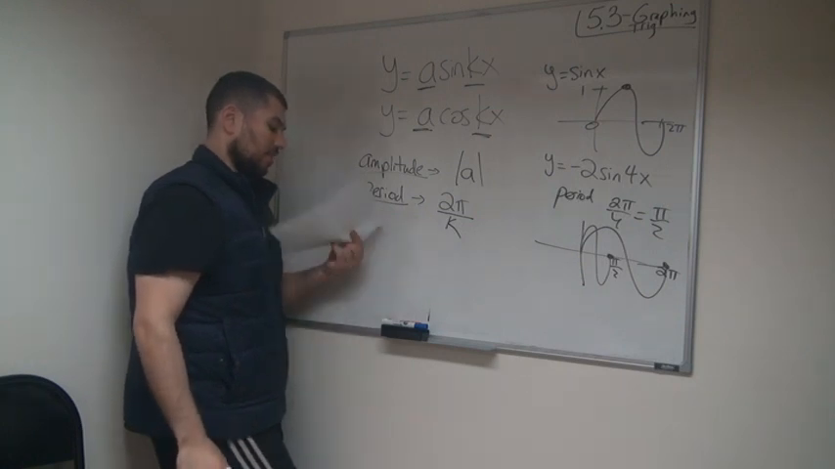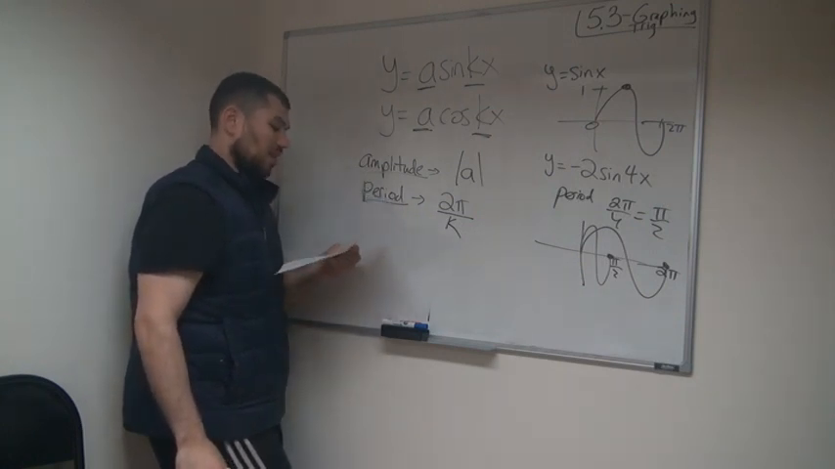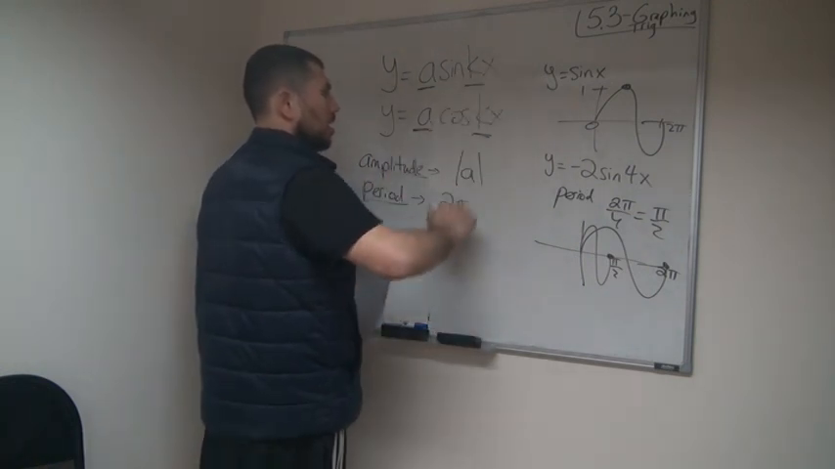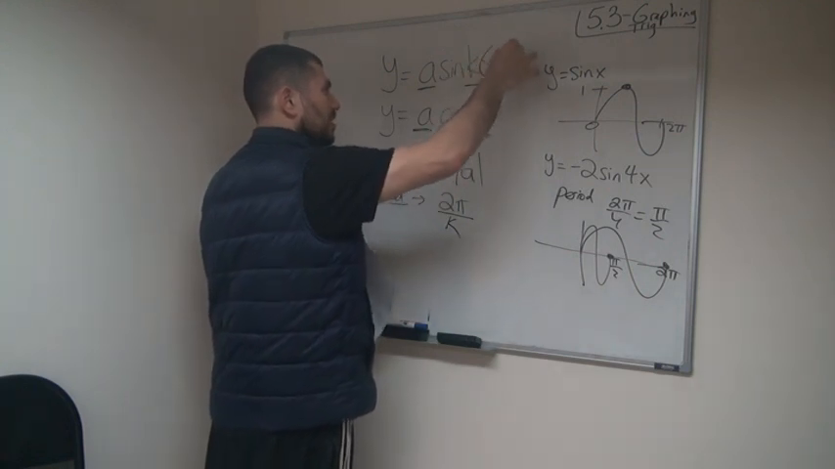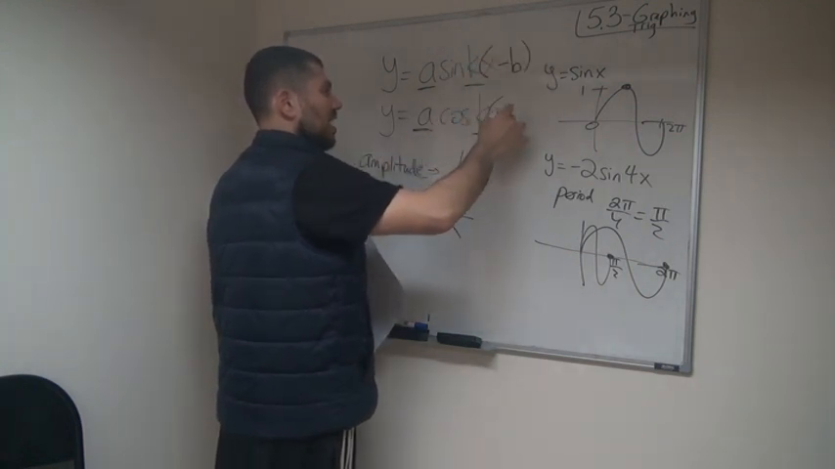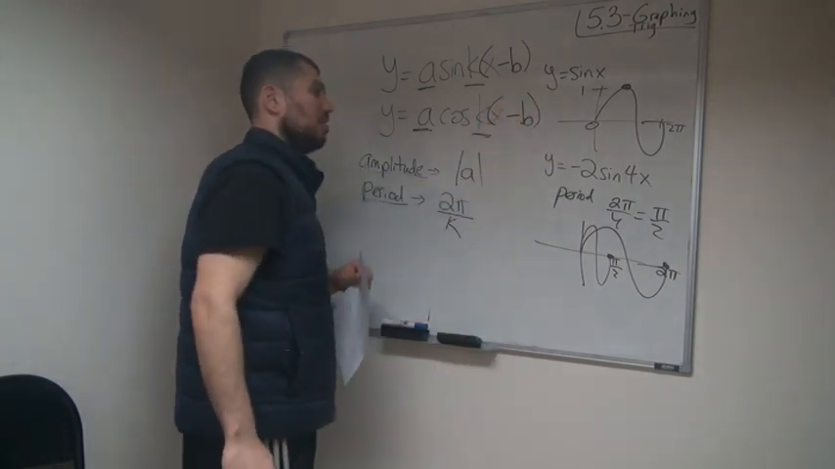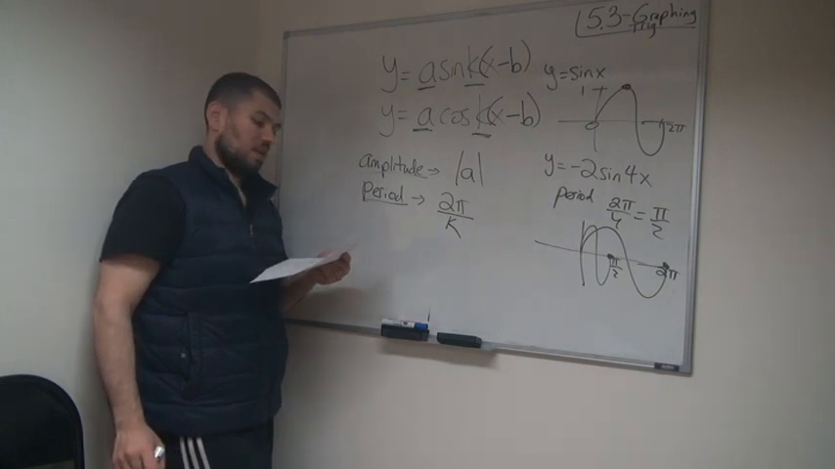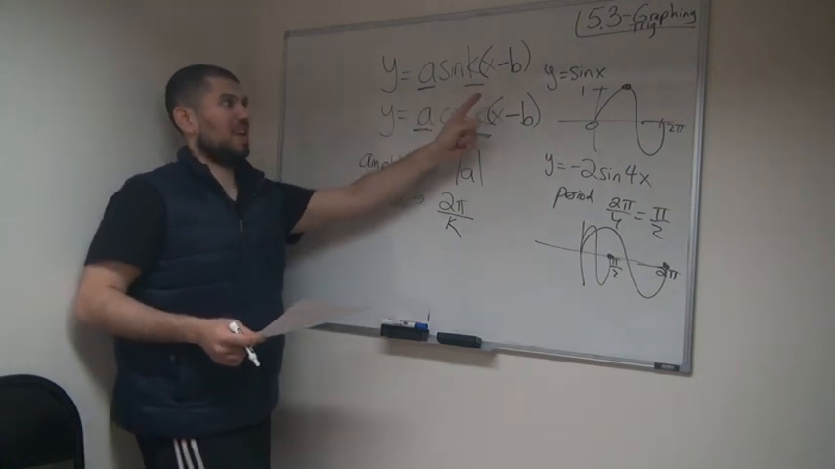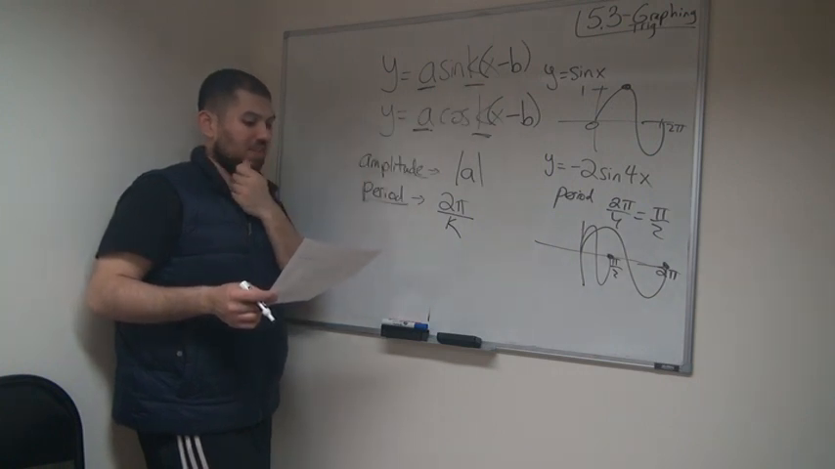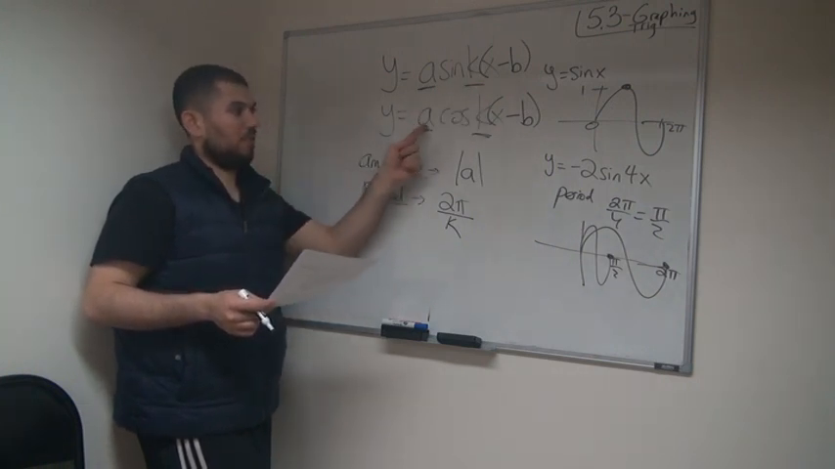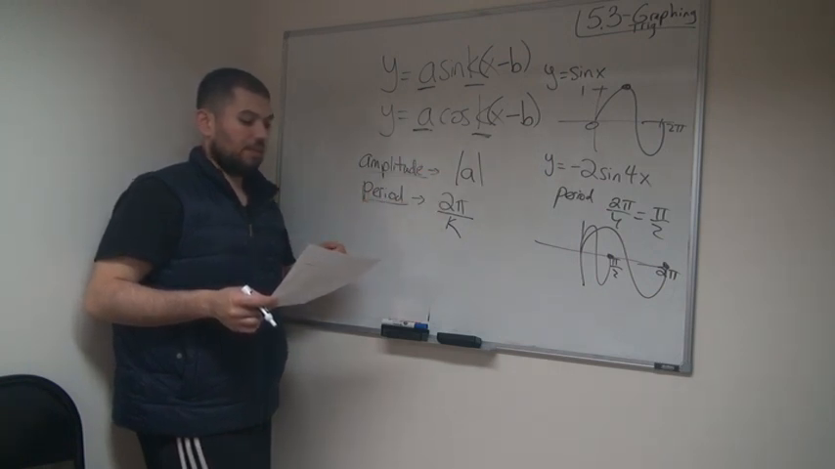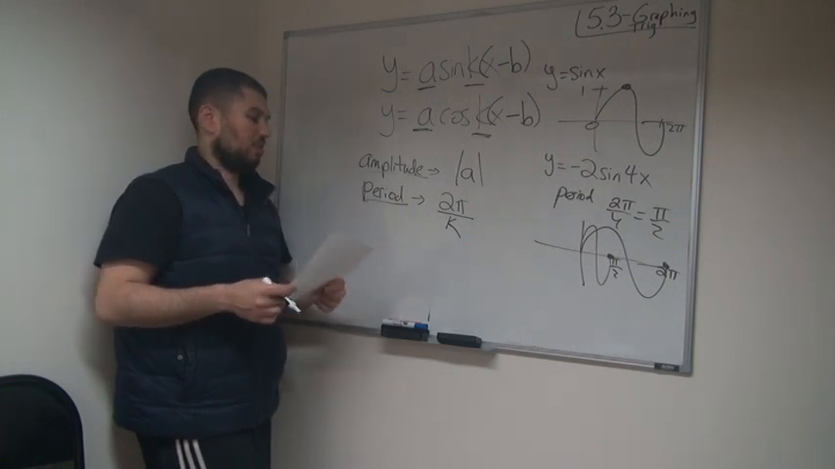Let's go to slide 111. In 111, we're going to look at y equals a sine of k times x minus b, and a cosine of k times x minus b. All I did here was put in a parentheses and add a minus b. I still have an amplitude of absolute value of a, still have a period of 2 pi over k, but now I add in this concept of phase shift.